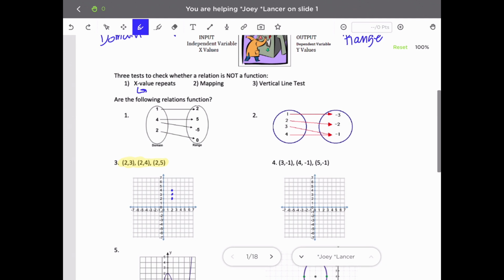So if you have the same x value repeating itself and getting different outputs for y or f of x, then this is not a function.